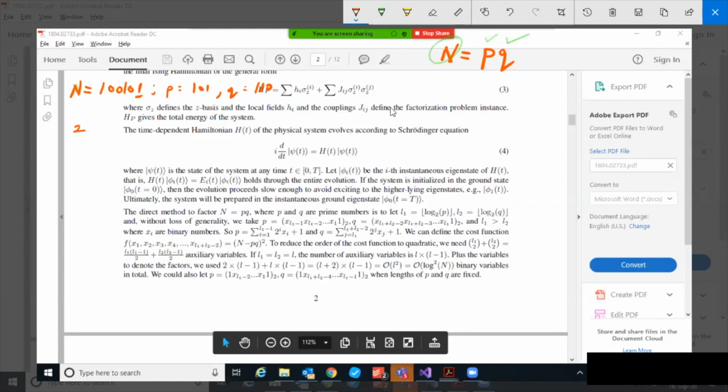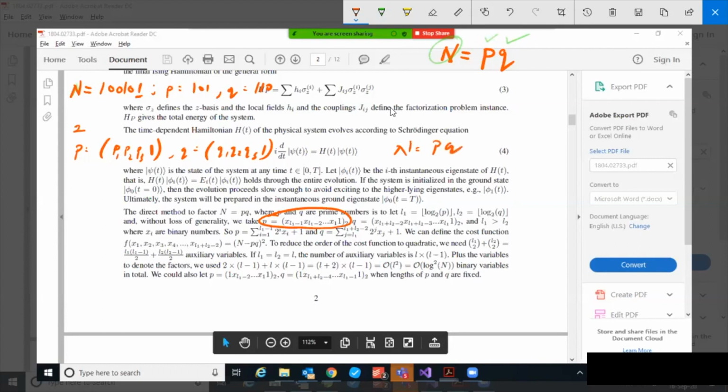So we can write p like this: p is p1, p2, p3, 1. If it's a 4-digit binary number, we can write it like this. Similarly, we can write q as q1, q2, q3, 1. This will always be the format. Now what we know is that N is equal to p times q.